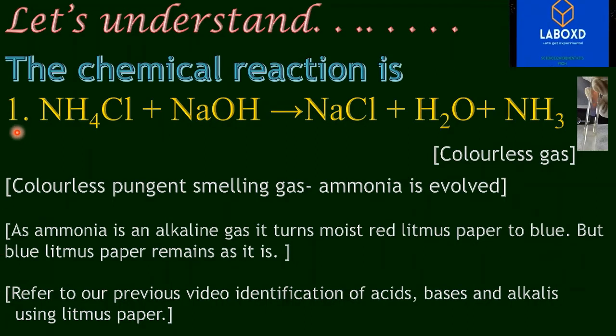Let us understand. The chemical reaction used in this experiment is as follows. NH4Cl, that is ammonium chloride, reacts with NaOH, that is sodium hydroxide, to give NaCl, sodium chloride, H2O, water, and ammonia, NH3. A colorless pungent smelling gas is evolved, that is ammonia. As ammonia is an alkaline gas, it turns moist red litmus paper to blue. But blue litmus paper remains as it is. You can refer to the previous video on identification of acids, bases and alkalis using litmus paper.